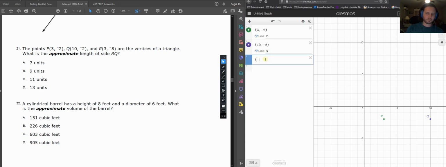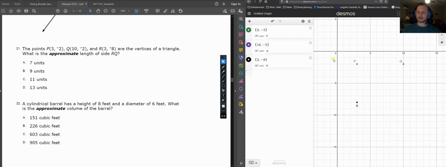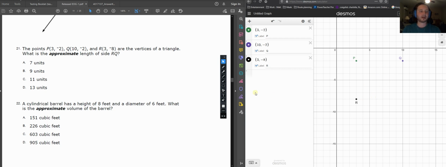Third point will be R, and this is at 3, negative 8. I will label this one R. There. So I'm going to click, and so I can drag my graph, and I can see my triangle here. And the question is, what is the length of side RQ? So from R to Q, that is going to be a right angle, and we are attempting to find the hypotenuse. So this is where we're going to use Pythagorean theorem.